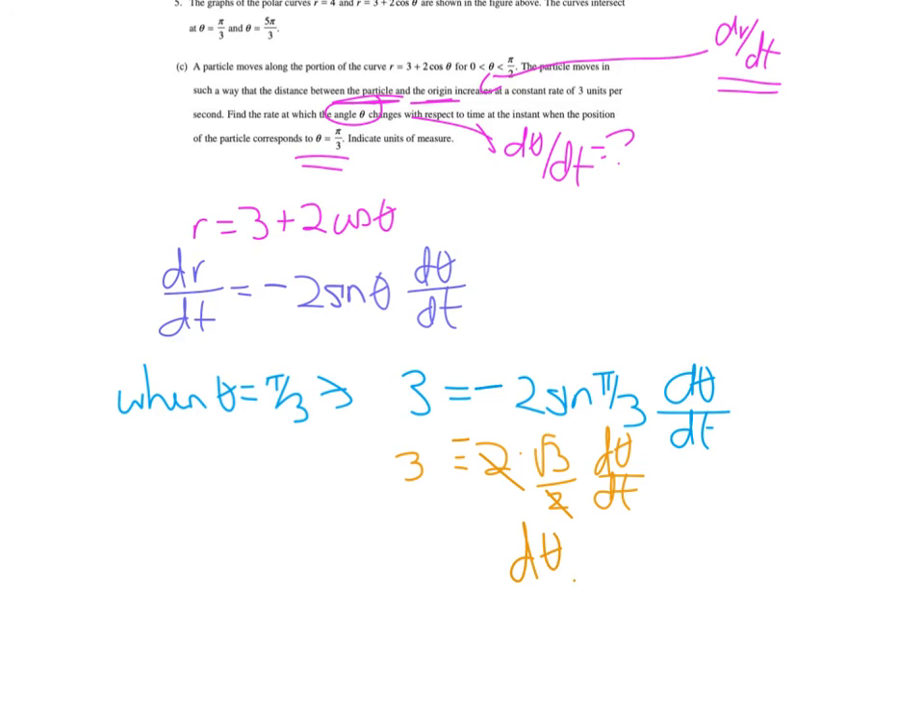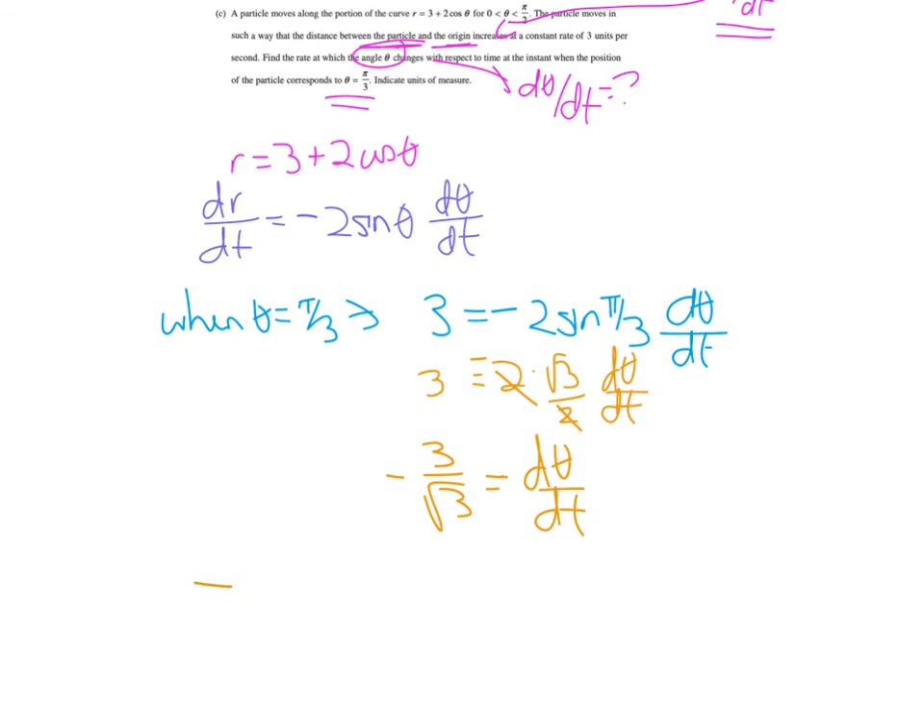So d theta dt is negative 3 over root 3. Now, I kind of butchered that, but that's okay. And so my answer is, you could rationalize that if you want, negative 3 over root 3, but you don't have to. Indicate units of measure. I have no idea. Let's see.